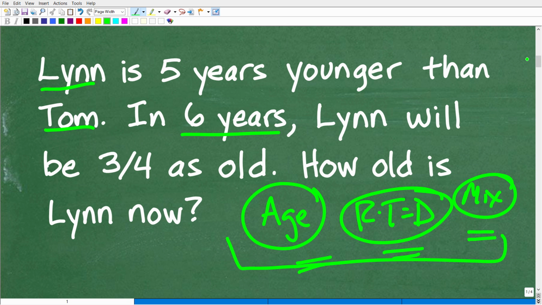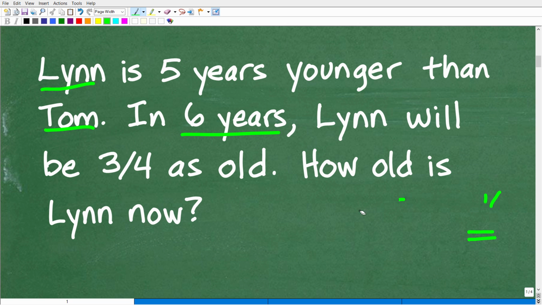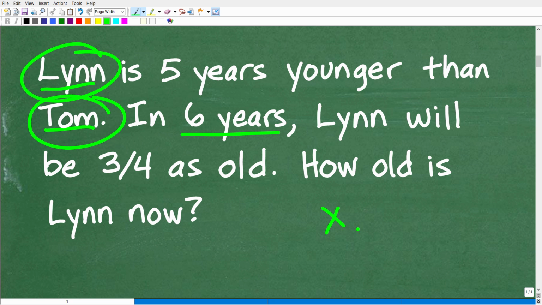Okay, so how can we model this situation? Well, let's use a variable because we have some unknown values here, right? We don't know what Lynn's age is, and we don't know what Tom's age is. So you could say, well, maybe I need two variables like X and Y, or maybe I could get away with one variable. Now, here is the thing, especially for those of you in first year algebra. You're going to have different types of math word problems, some involving one variable. Those are linear equation problems, and these are the simplest type of problems.